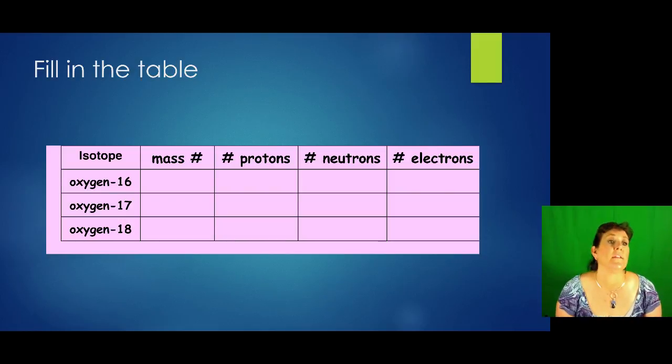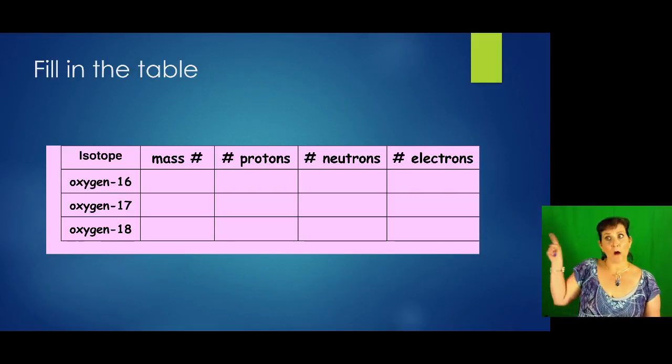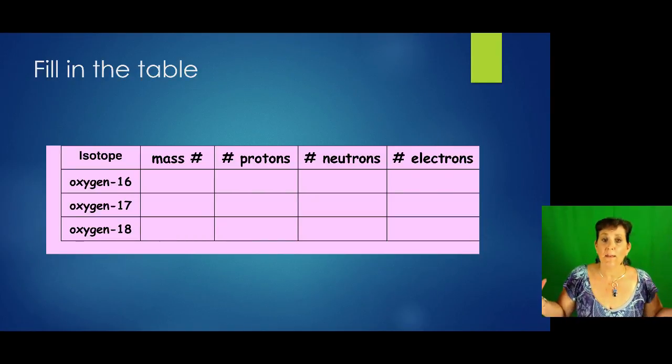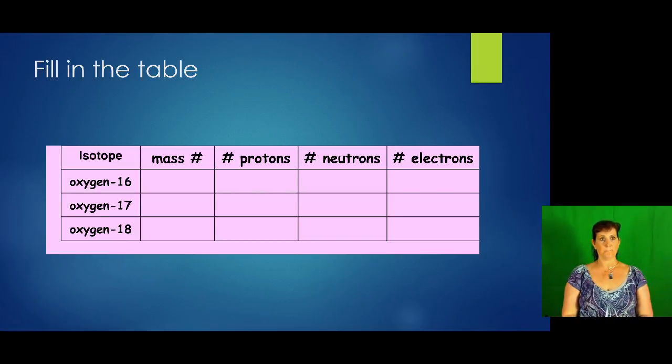So now I want you to fill in the table with these isotopes. I have oxygen 16, oxygen 17, oxygen 18. You need to pause and fill in this table. Seriously, pause. Pause now. Okay, we're back.